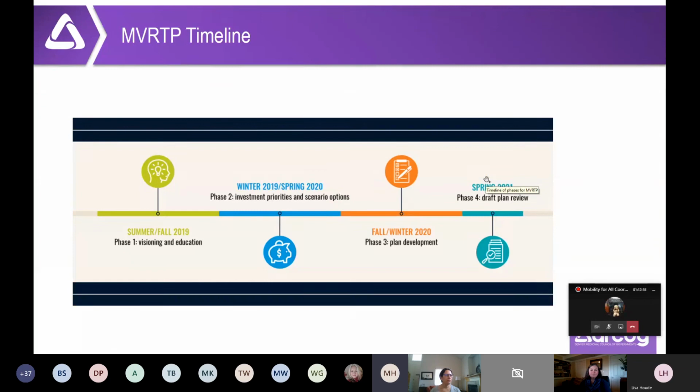And this is our timeline. We are in, obviously, spring of 2020. So we already started our engagement and education, but this component, the Coordinated Transit Plan, is a component of the MVRTP, and we're conducting engagement with the community, including today, within that second period there, the winter, spring. And as you can see, we anticipate adoption of the plan in spring of next year.